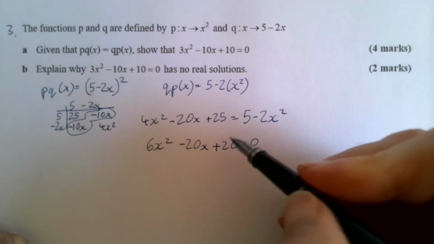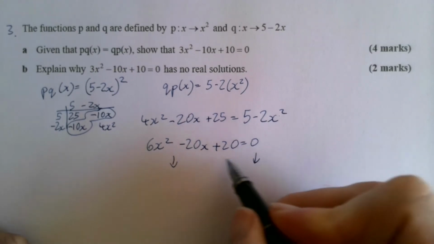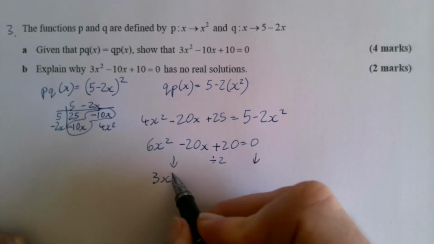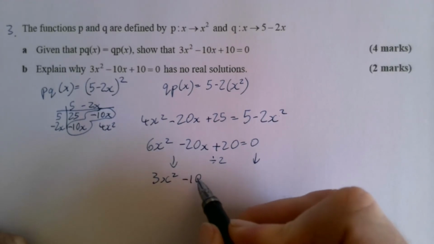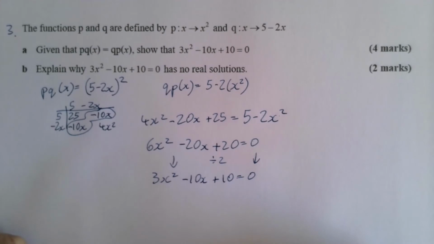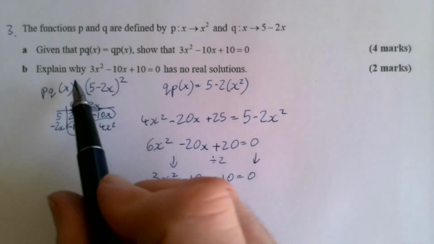And that's nearly what we want there, isn't it? Everything is just doubled, so we can halve everything, and that gives us 3x squared take 10x plus 10 is equal to 0. All good so far, so that's all 4 marks for that part.